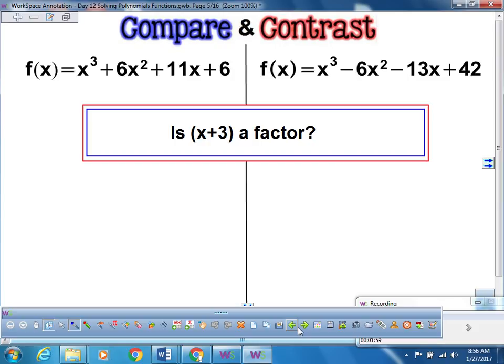Okay, somebody have an answer for me? Anybody have a guess? Let's hear it. Okay, how would I know if x plus 3 is a factor, based on what we did yesterday? Okay, did you guys all hear that? We could use long division or synthetic division, and if we get a remainder of 0, then we know it's a factor. So we could test it.